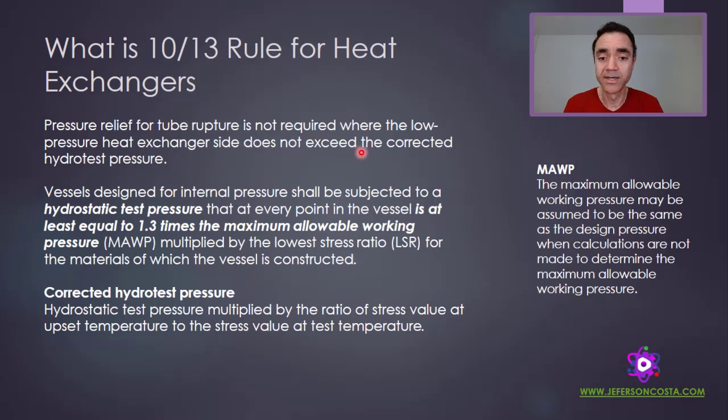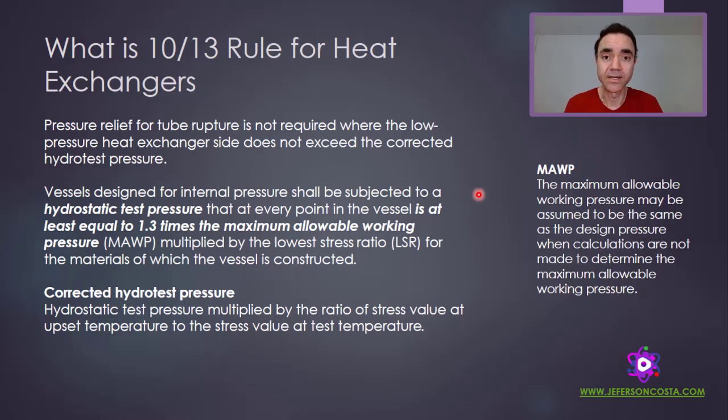because API 521 says that we must guarantee the corrected hydrotest pressure, and it does not indicate which code must be followed. What happens is that when we are doing the design of our system in the preliminary stage of plant design, we don't have the maximum allowable working pressure of the equipment, because the maximum allowable working pressure of the equipment is calculated based on the material and thickness of the equipment.